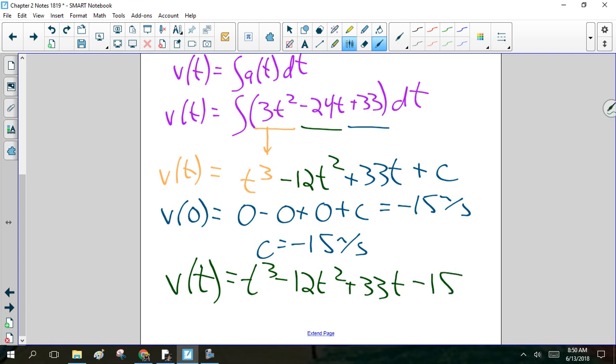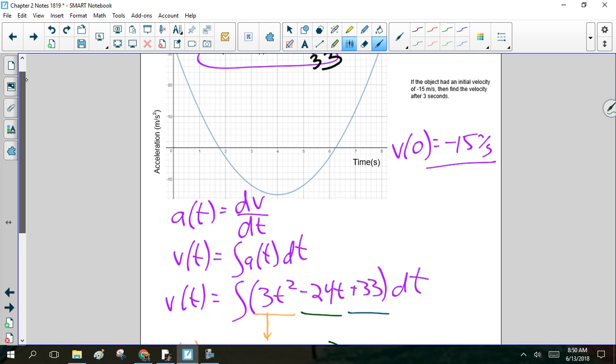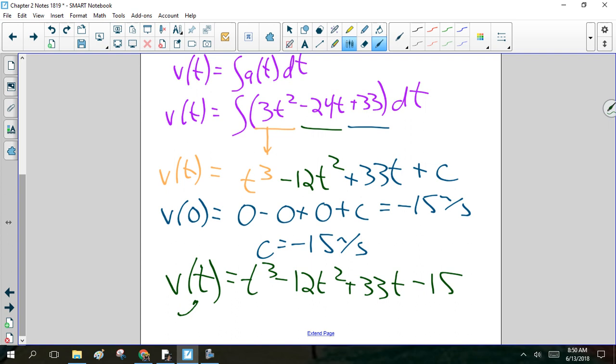Okay, and so now the question wanted to know, what's the velocity after 3 seconds? So now I just plug in 3 and solve it. And if you do that, you get, it looks like 2 meters a second, if I did my mathematics correctly. All right?